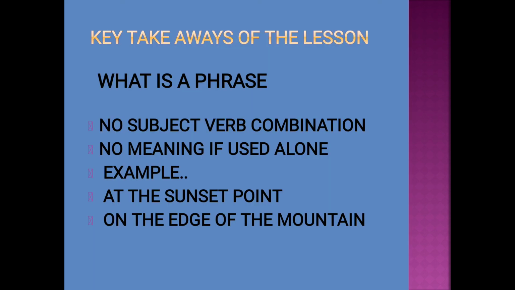Now the key takeaways of today's lesson. First of all, the phrase. I will simply tell the keynotes of the phrase. In a phrase, we don't find any subject and verb combination. Obviously, clauses and phrases are groups of words, but how are they different? In a phrase, there is no subject verb combination, and no meaning if used alone. Suppose I give the example: at the sunset point. There should be something else to complete this one. On the edge of the mountain. Again, something is required. This does not have a subject and verb combination. That's why it is a phrase.